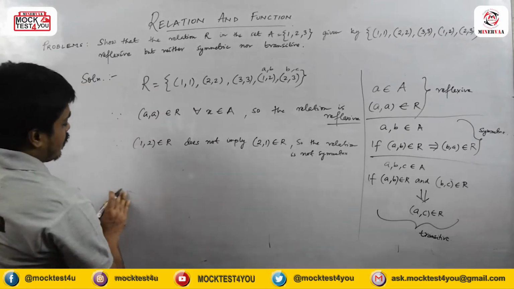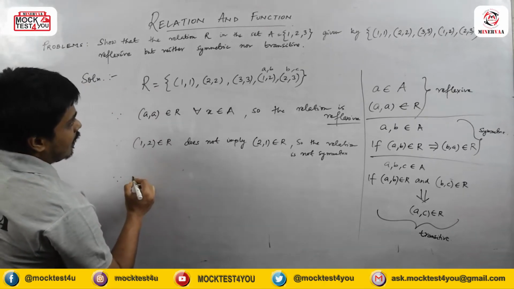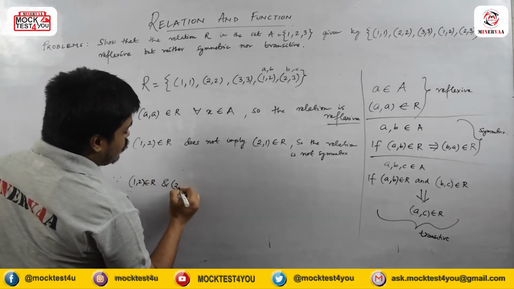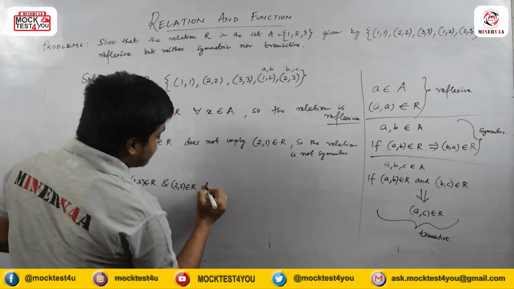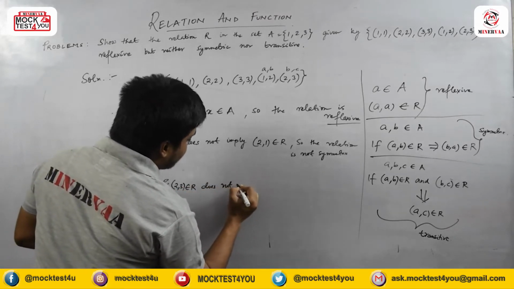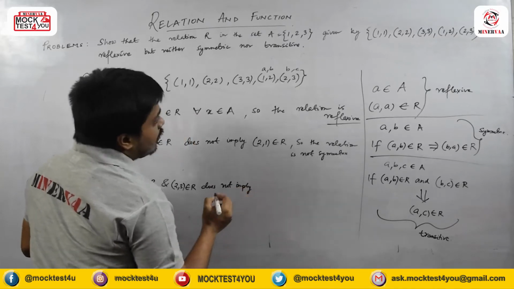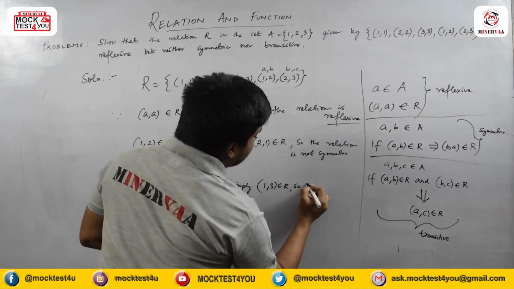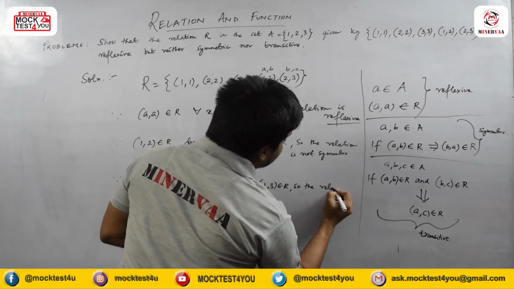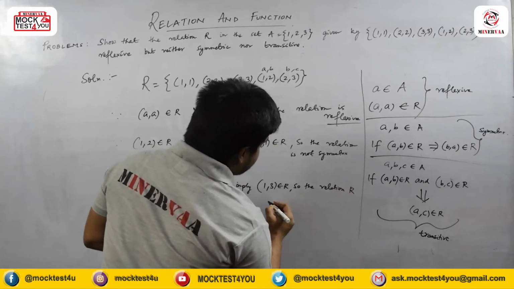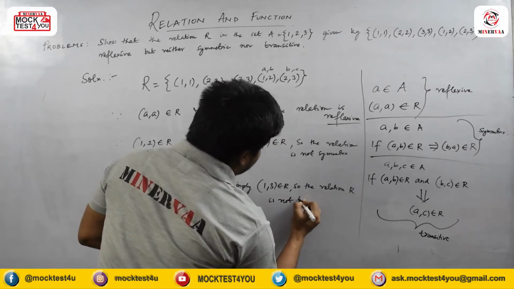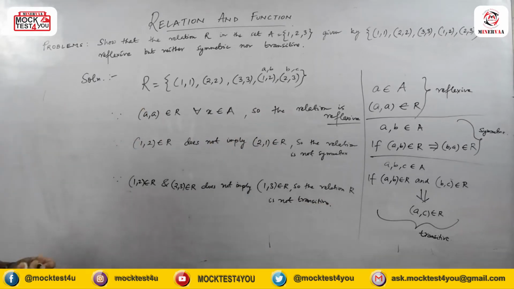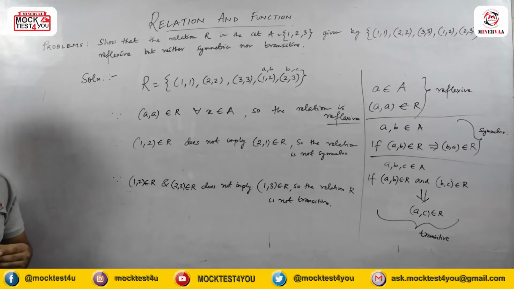So let's write it down. I will say that since 1 comma 2 element of R and 2 comma 3 element of R does not imply 1 comma 3 element of R, the relation R is not transitive. So that's how we prove these types of questions.